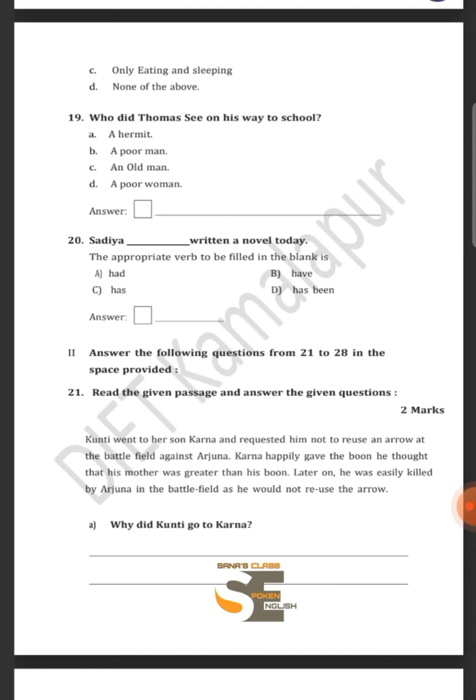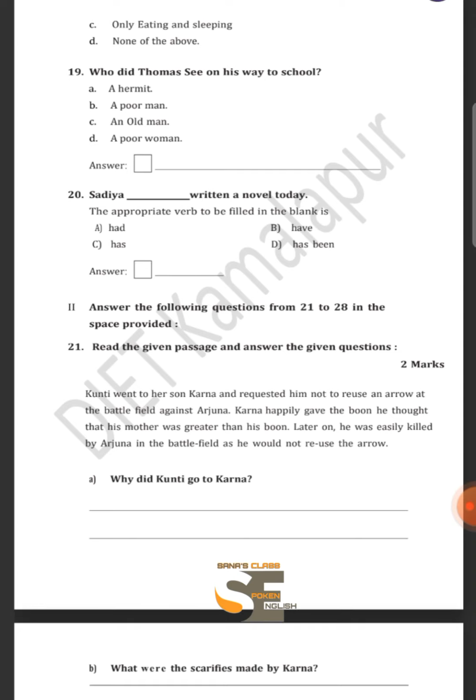Kunti went to her son Karna and requested him not to reuse an arrow at the battlefield against Arjuna. Karna happily gave the boon. He thought that his mother was greater than his boon. Later on, he was easily killed by Arjuna in the battlefield as he would not reuse the arrow.